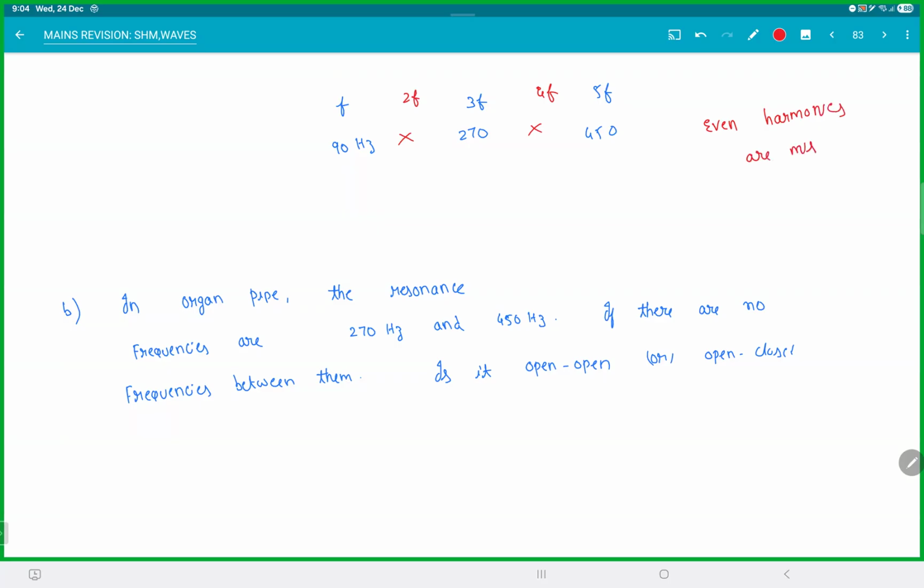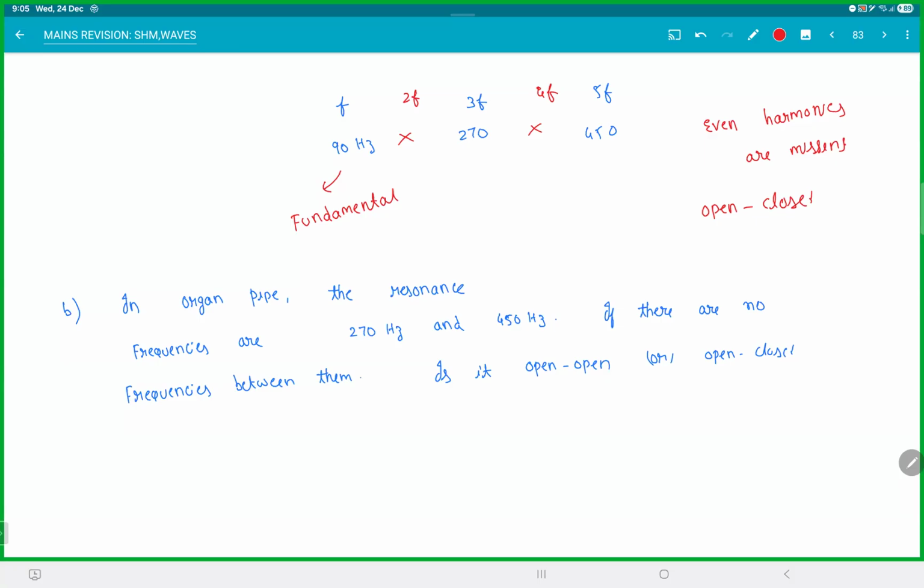Meaning one side is a node and the other side is an anti-node. This must be an open closed pipe. And this must be the fundamental frequency because that's the smallest frequency you can get. The smallest frequency for which a stationary wave forms is the fundamental frequency, and the multiples of the fundamental frequency are the harmonics.